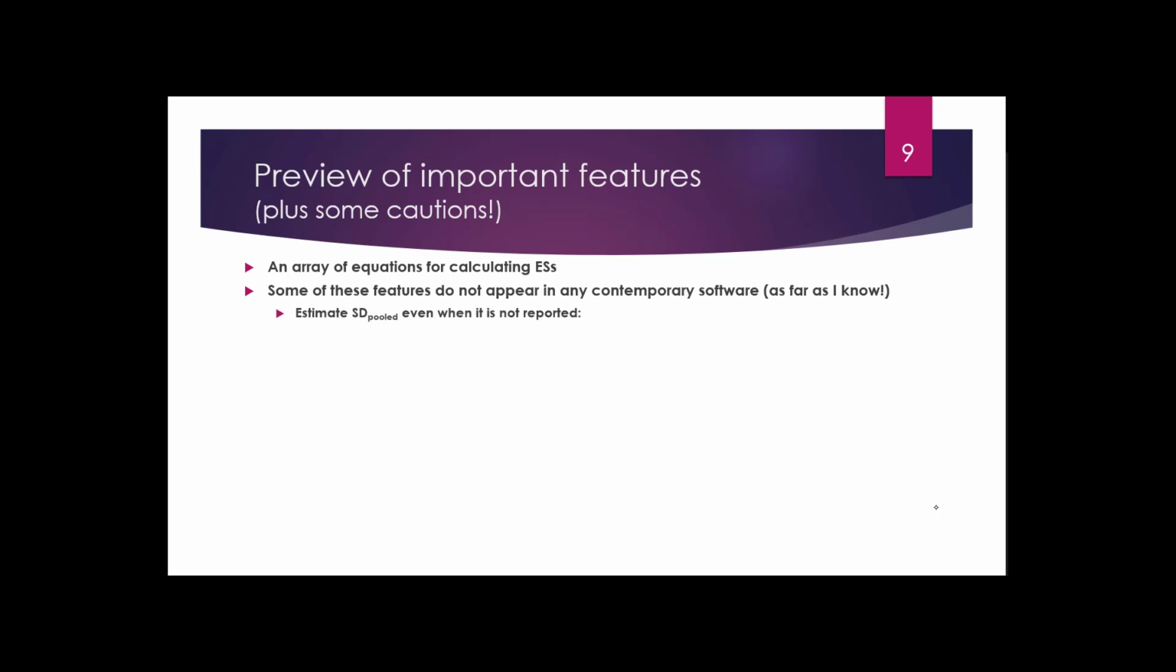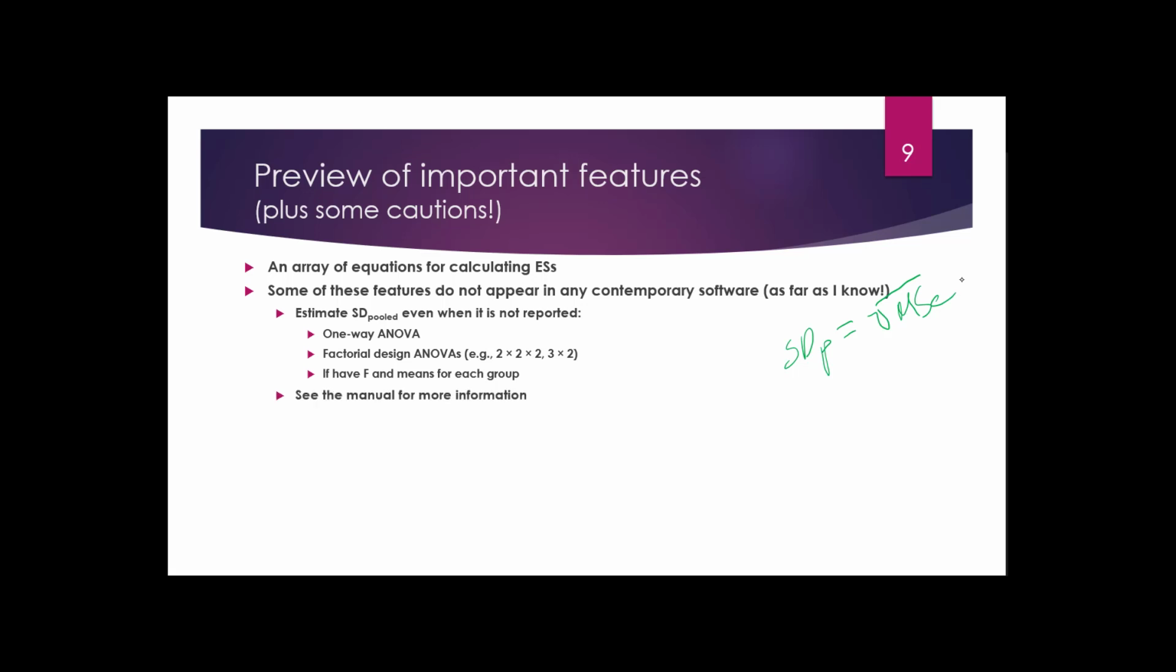Especially the problem of estimating what the pooled standard deviation is when it's not reported. So in studies that have one-way ANOVAs or factorial designs, like 2x2x2s and 3x2 designs, if they don't report the pooled standard deviation or the mean square error, but they do report the means and the F value for at least one of the factors, you can in fact get back to a pooled standard deviation. Because as we know, the pooled standard deviation is equal to the square root of the MSE. So if we can divine that, now we know what the pooled standard deviation is. I have a manual for DSTAT, and it walks you through all this stuff if you're interested in those things.